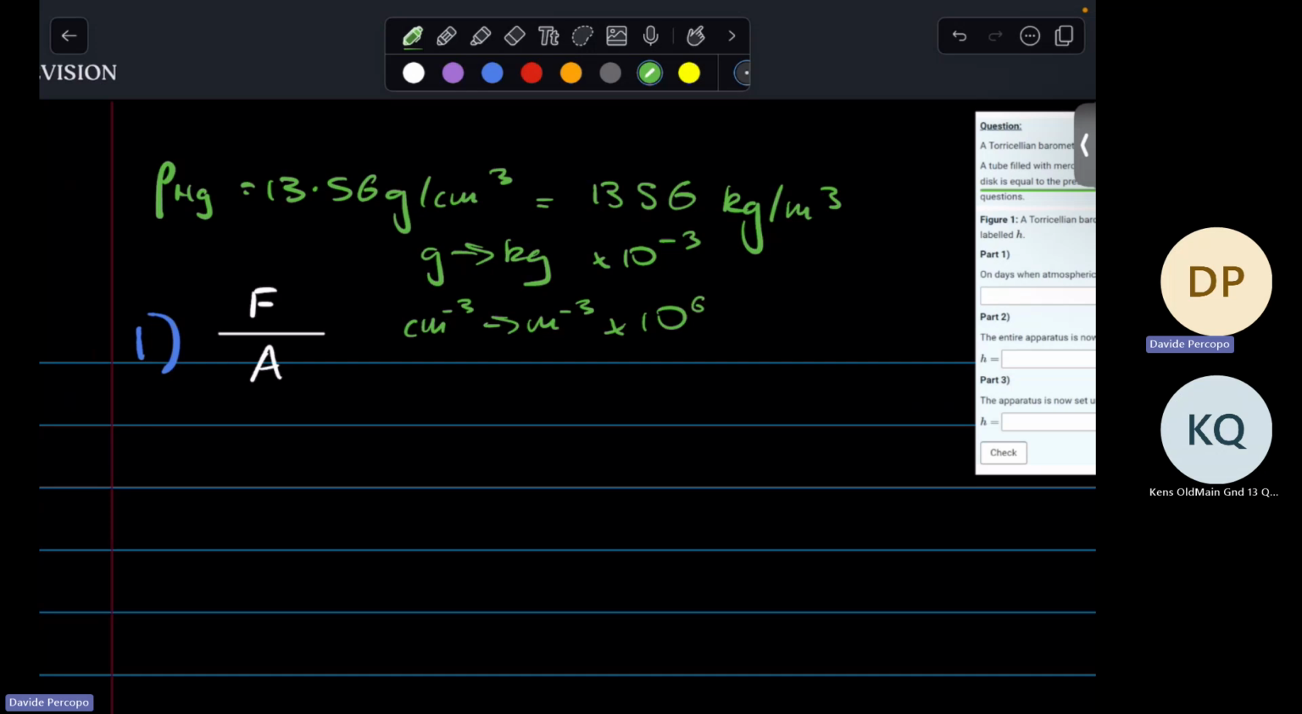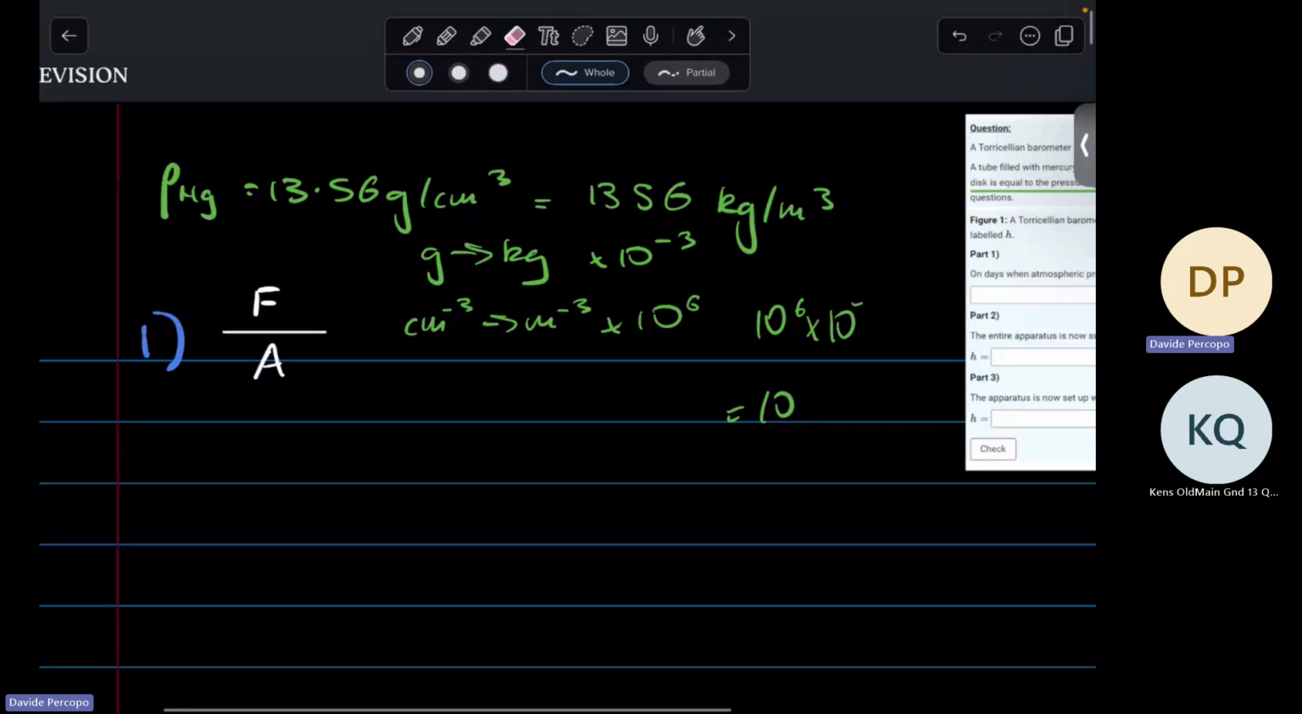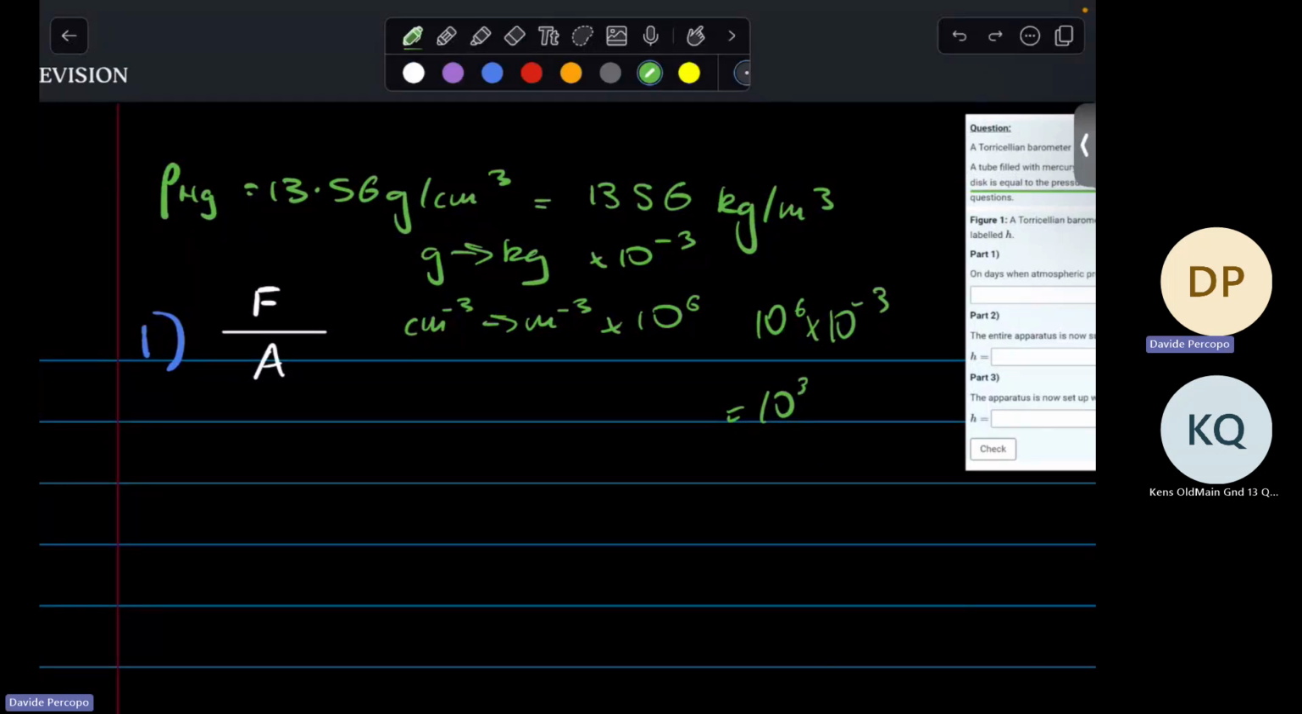So you do the other way around. Either way, 10 to the 6 times 10 to the negative 3 is equal to, sorry, my handwriting, 10 to the 3, which is just times by 1,000. So if you want to go a bit slower and understand that on your own.